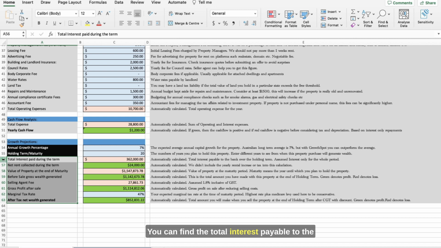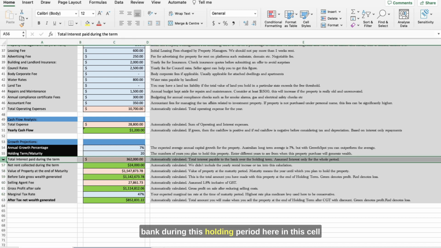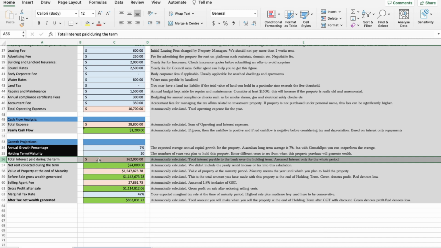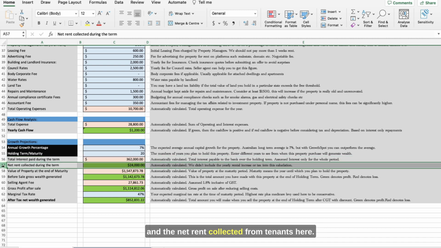You can find the total interest payable to the bank during this holding period here in this cell, and the net rent collected from tenants here. As we all know, rents will increase over time, but to make our calculations simple and conservative, I haven't accounted for such an increase.